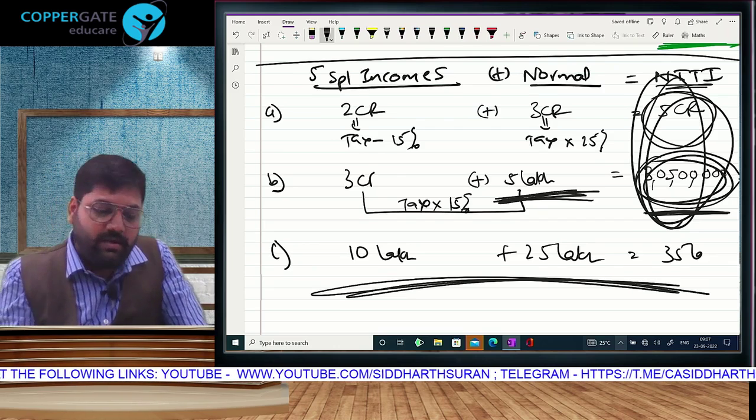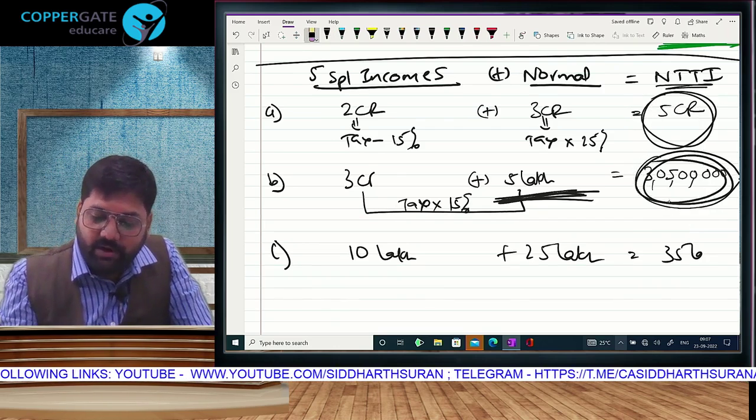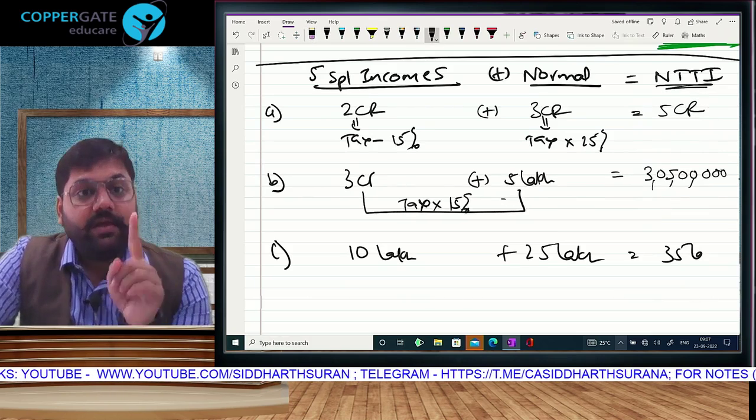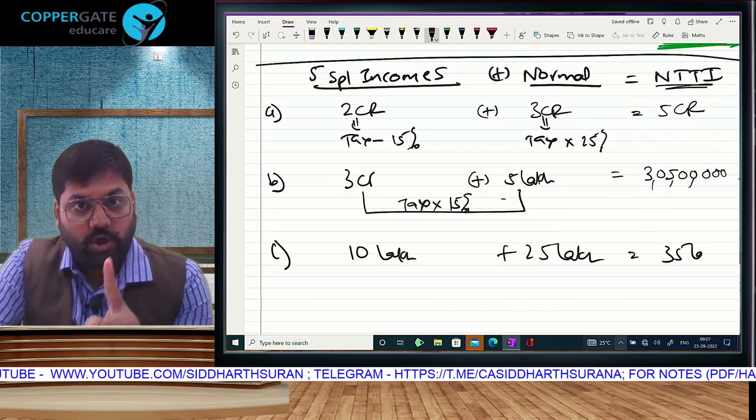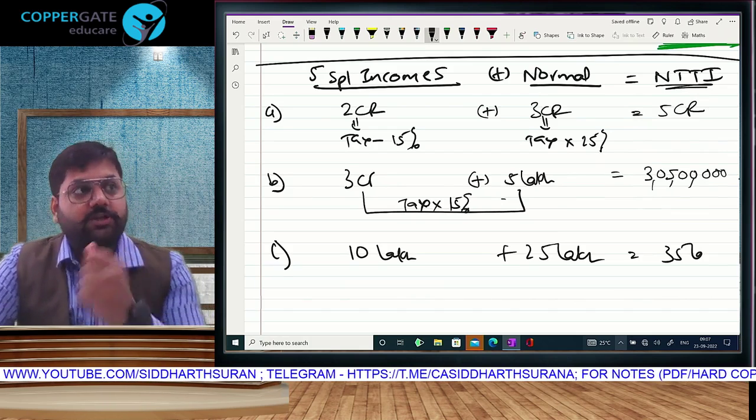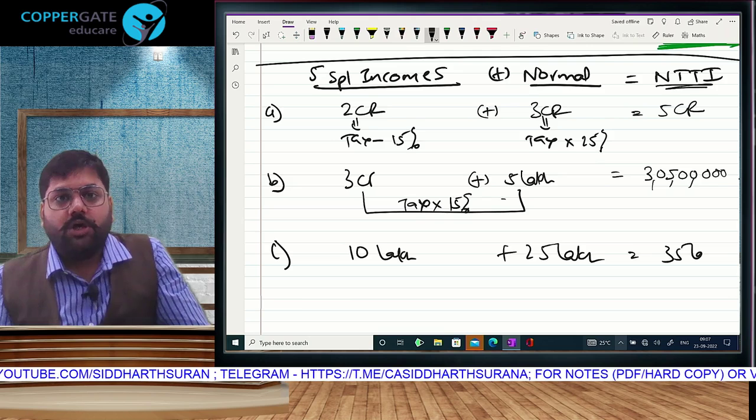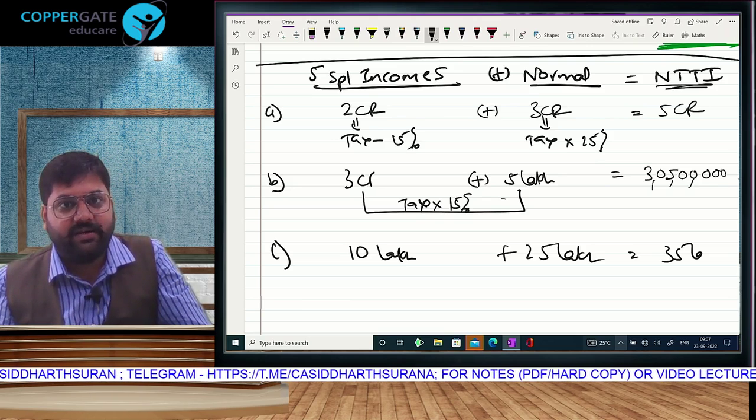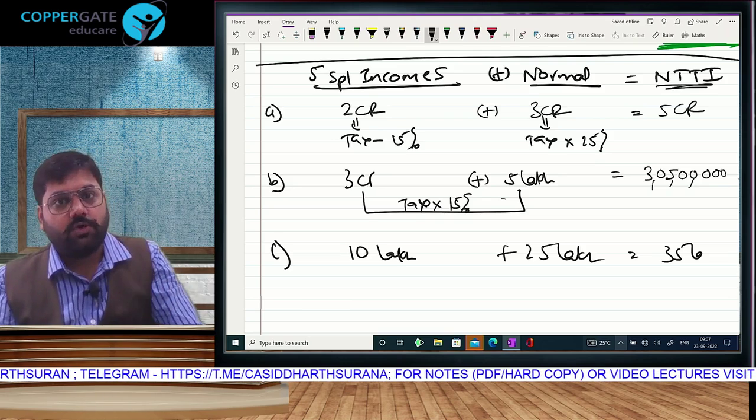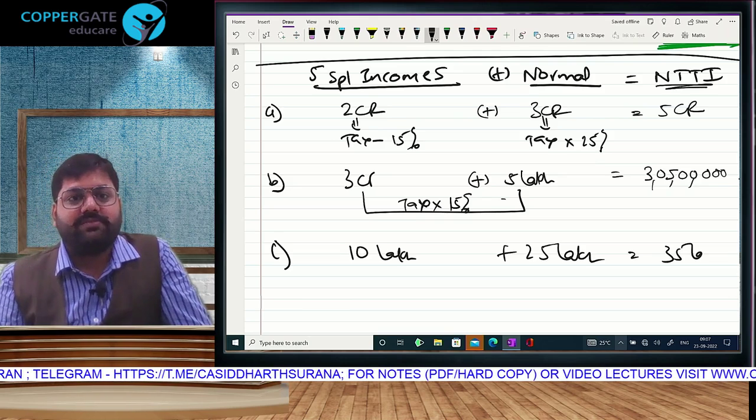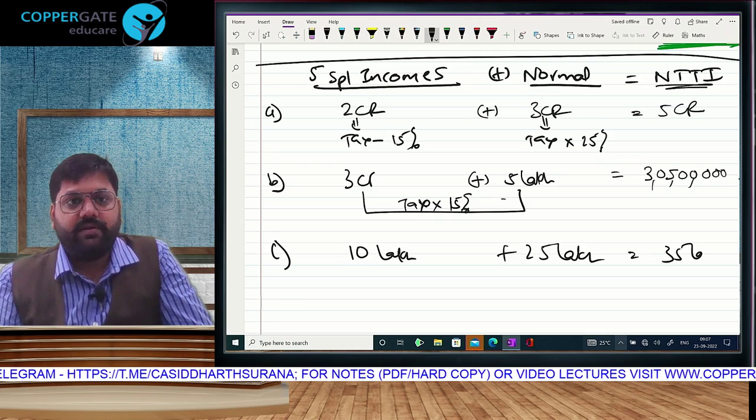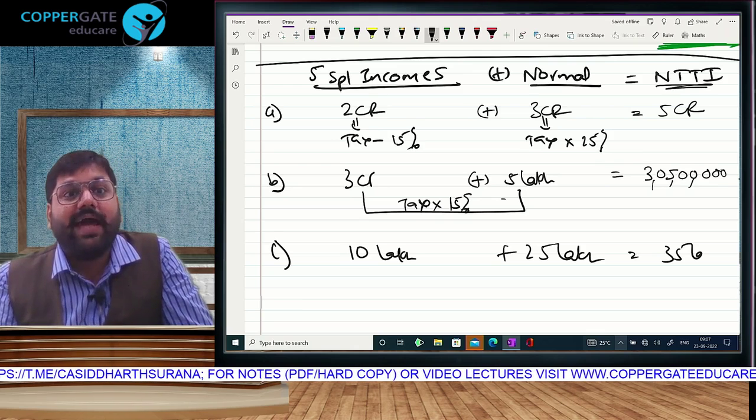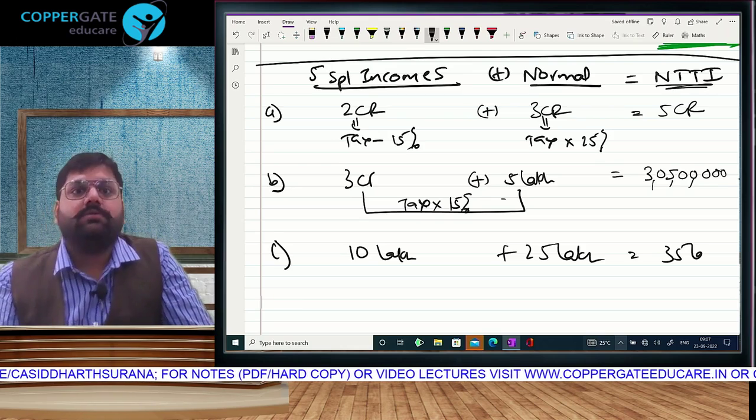Is that clear? Now, a repetition of the 2 points from my side. If income is crossing 2 crores, check your special incomes. On special incomes, we will apply only 15. Only on the other income, we will apply 25 and 37. But if it is crossing 2 crore only because of special incomes, then on everything we will apply 15. When we say everything, not on the incomes, but on the tax on those incomes.